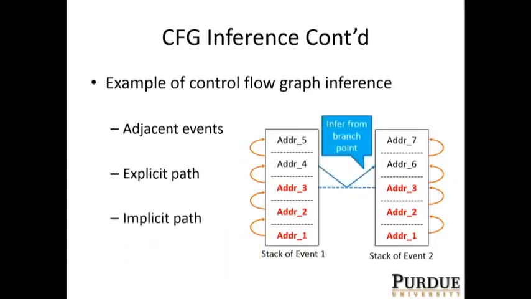And then we also find that the first 3 addresses on the stack are the same and they branch at the 4th address. Then we can infer that there exists some implicit path from address 4 to address 6 in this case. So based on this information, we derive the control flow graph from the system event log, which is incomplete as I mentioned.